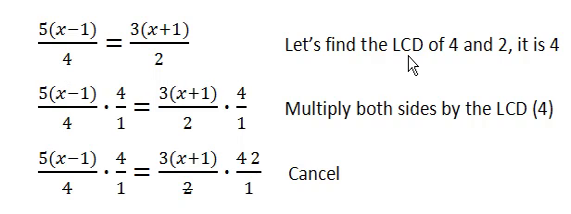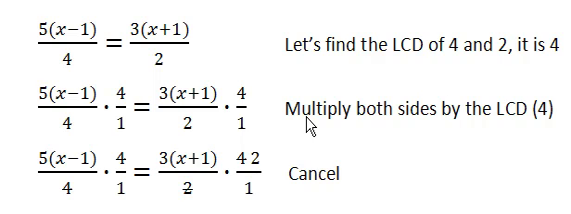To do that, you have to find the least common denominator of the 4 and the 2, because the 4 and the 2 are your denominators. Well, the least common denominator is the smallest number that these two will divide into. Well, 4 will divide into 4, 2 will divide into 4, and that's the smallest number. So 4 is your least common denominator.